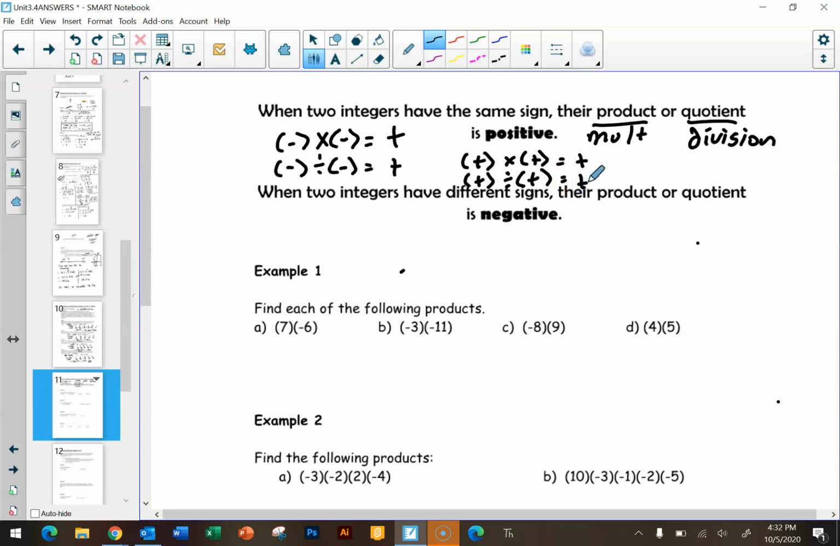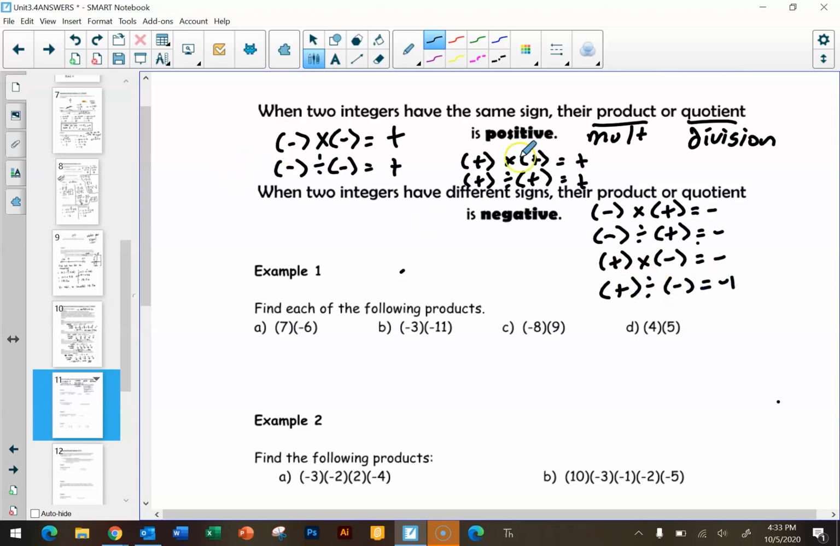And just the exact opposite is for negatives, right? If they've got different signs, their product or quotient is negative. So a negative times a positive equals a negative. Okay? A negative divided by a positive equals a negative. And these can be switched around. Remember, in multiplication or division, it doesn't really matter which order you go in. That's only for addition and subtraction. So, if you want to write out all the possibilities, then it could also be a positive times a negative is going to equal a negative. And a positive divided by a negative is also going to be a negative.